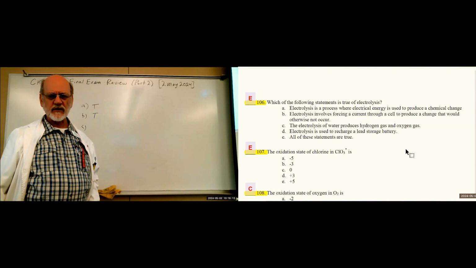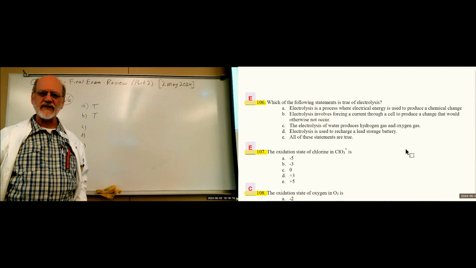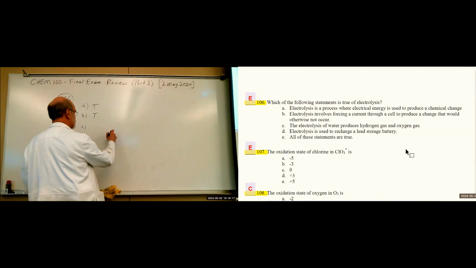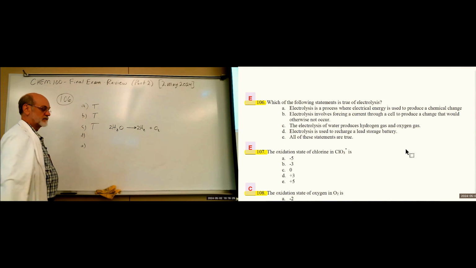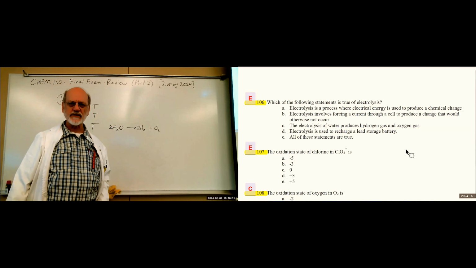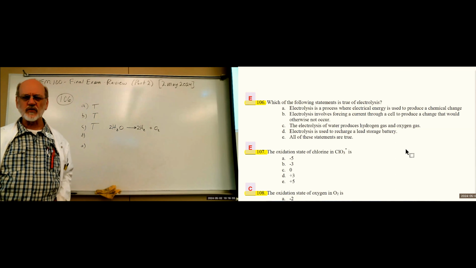C. The electrolysis of water produces hydrogen gas and oxygen gas. That is absolutely true. Right? And if we balance that equation, we need 2 there and 2 there. That is true. How about D? Electrolysis is used to recharge a lead storage battery.